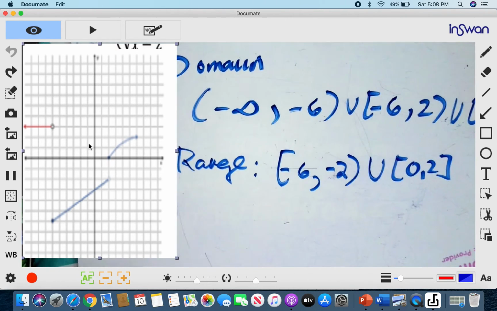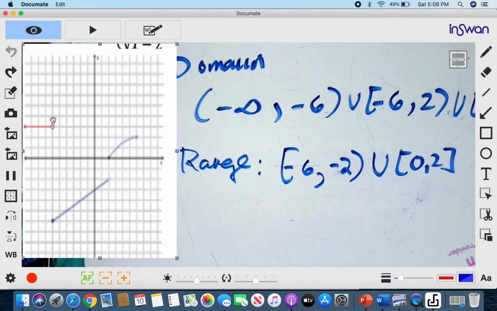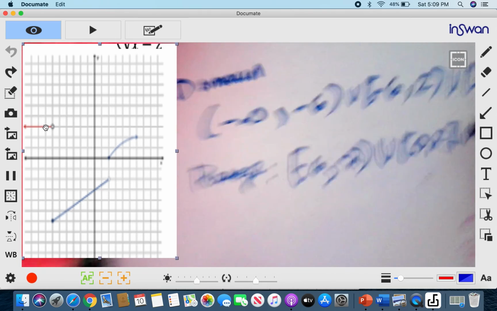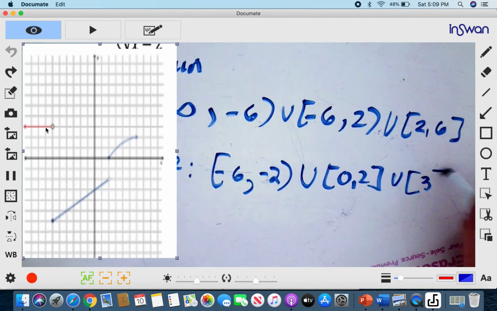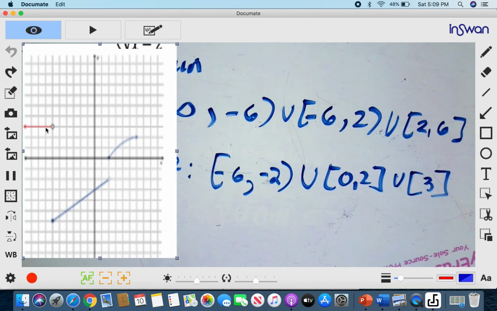We're looking at the vertical side. 0 to positive 2. And the last piece involves only 1, 2, 3, nothing else but 3. So even if it's a hole here at 3, 3 here is dotted. So therefore, the range here would still be 3. So we will use union, positive 3. So that's how you look at it.